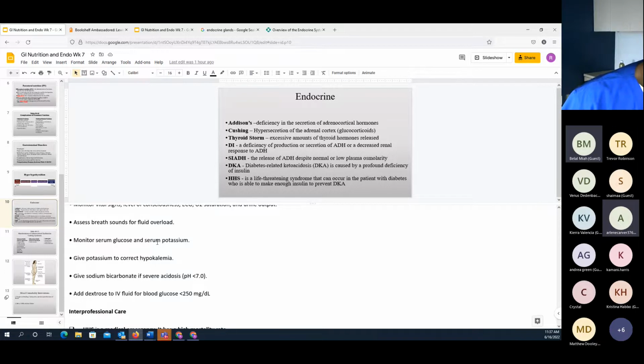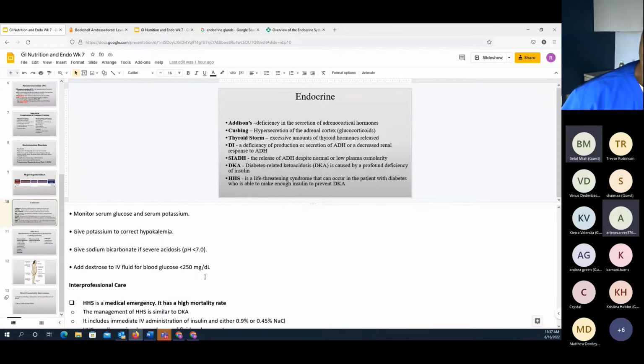Monitor the serum and the potassium levels. We may have to correct the potassium levels at some point because of the osmotic diuresis. Just like when you give a diuretic, you lose potassium. With the osmotic diuresis, you can at some point lose potassium as well. So you have to watch the potassium levels continuously, and you may have to replace. You may have to give sodium bicarb if the pH is lower than 7.